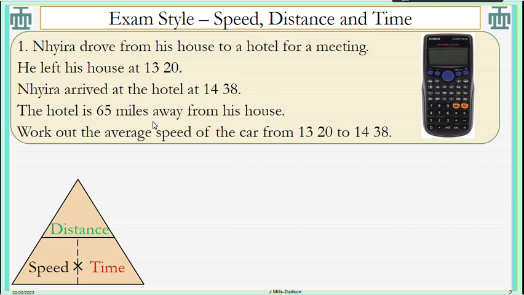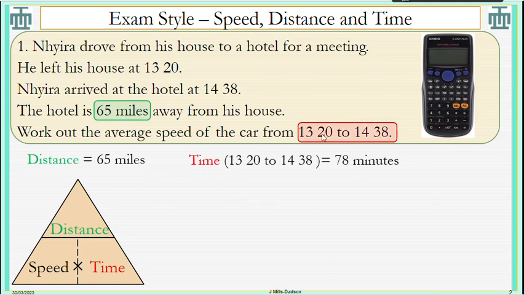So we need to get information from the question. If you check carefully, we have distance, 65 miles. The time between these two given times is 78 minutes. So what is missing is speed. So average speed, which is the speed that we're supposed to work out, if you look at your triangular formula, you cover speed because that's what you are looking for. So if you cover speed, you now have distance divided by time.